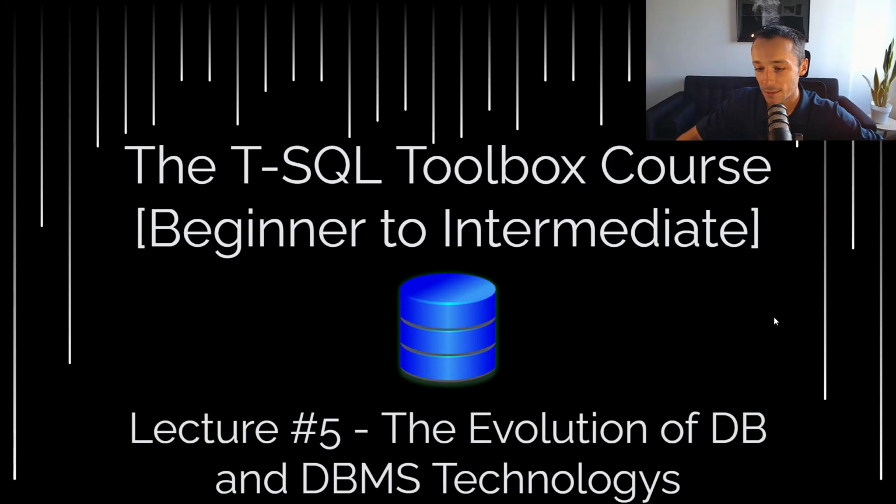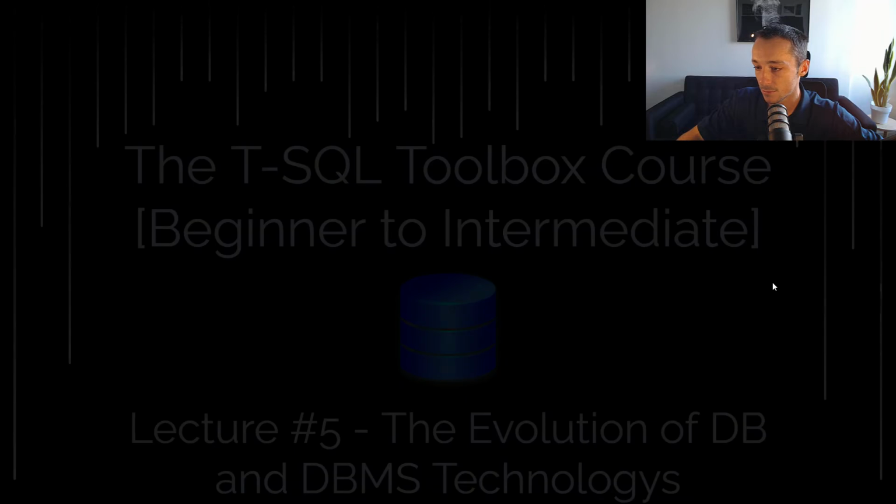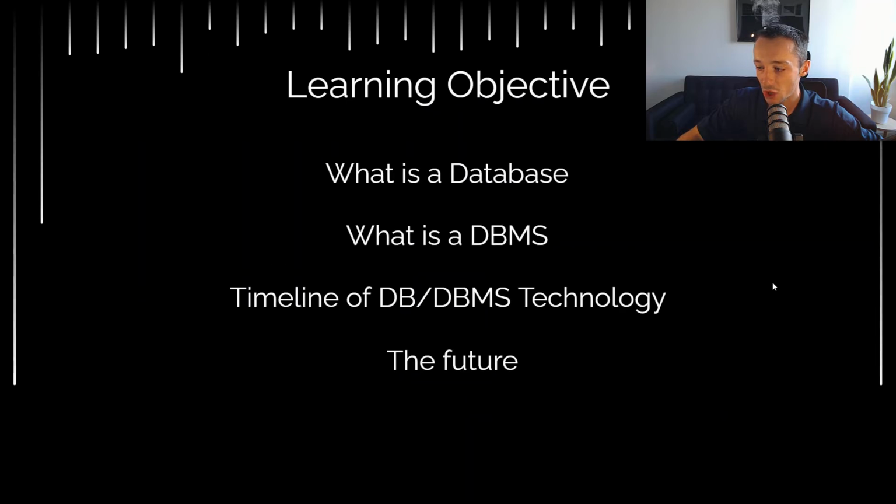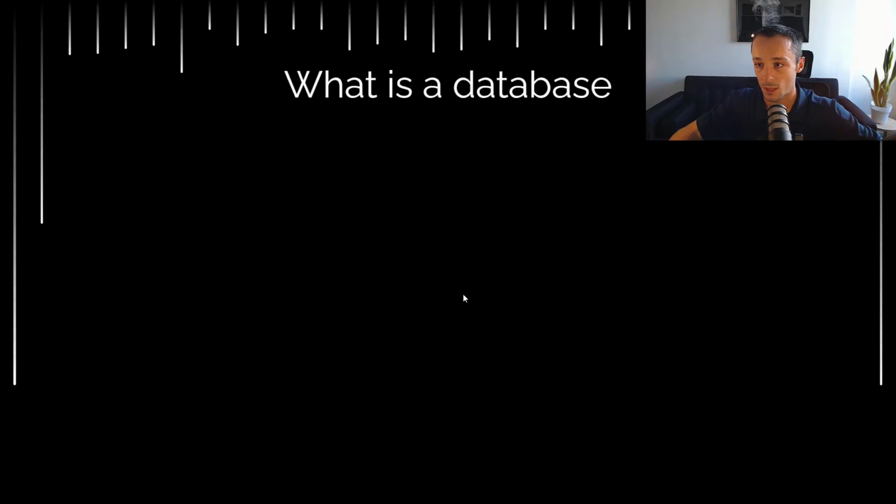So we're going into lecture number 5, the evolution of database and database management system technologies. Let's get into it. Learning objectives for this lecture. What is a database? What is a DBMS? We're going to go through a timeline. I'm excited for that. And then I'm going to give you my future prediction of where I think DBMS technology is headed. So I think this is a critical question to answer.